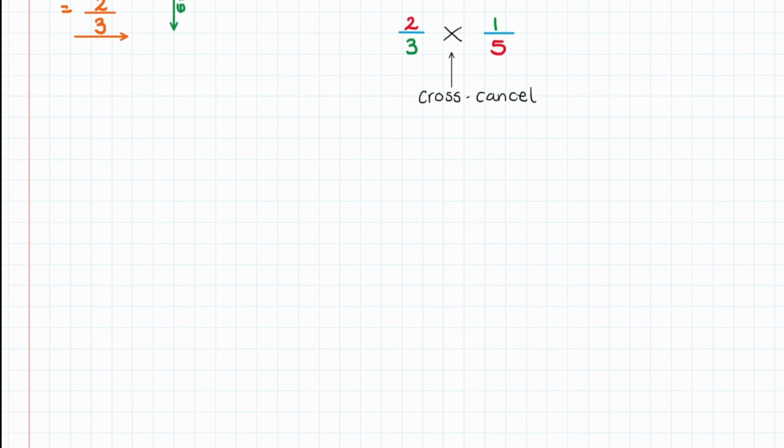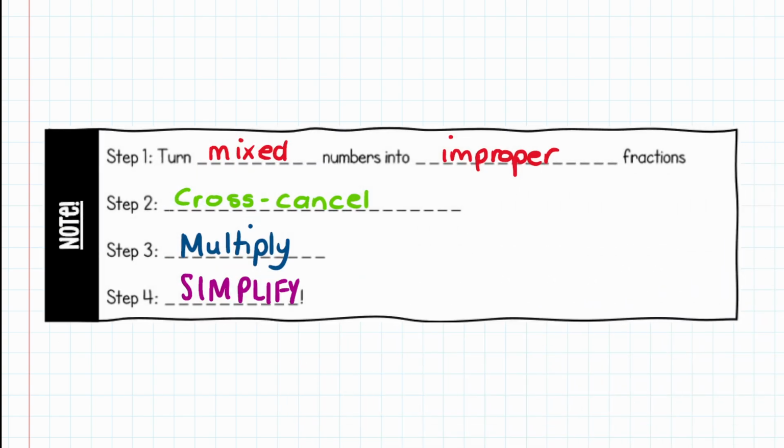Now that we can cross-cancel, let's get into the basic steps of multiplying fractions. But first, a note. When we're multiplying fractions, we don't need to worry about things like making sure our denominators are the same or only multiplying our numerators. All we have to do is turn our mixed numbers into improper fractions. Then we cross-cancel, we multiply numerators and denominators together, and then we simplify. And it's as easy as that.